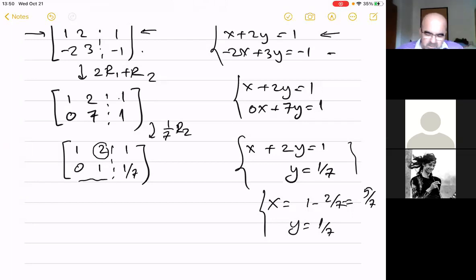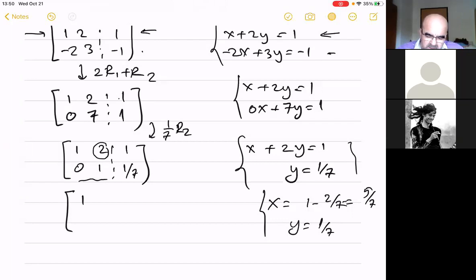Here, in order to do this, you multiply the second row by -2, and add it to the first row. Then this becomes 0, and -2 times 1 over 7 plus 1 is 5 over 7. This is 0, 1, and this is 1 over 7.